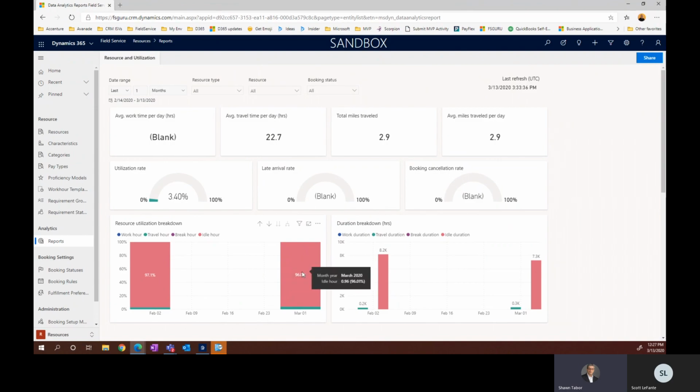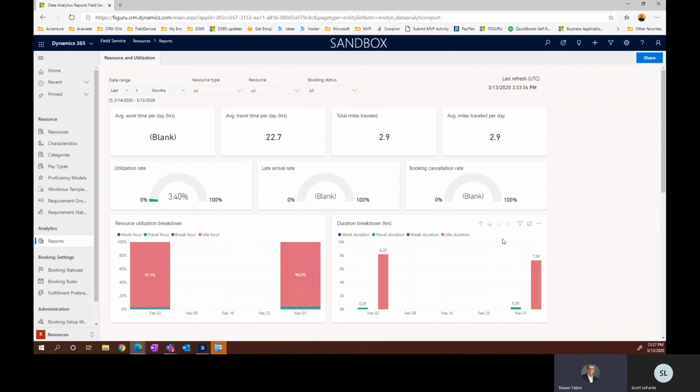So if you see that business is down and you have a low utilization rate, you may want to look at how you can better manage those resources, get additional business to staff those technicians on jobs more appropriately. Late arrival rate, you clearly want to stop that whenever possible. So being able to see and identify that at the earliest convenience is always a benefit to your business.